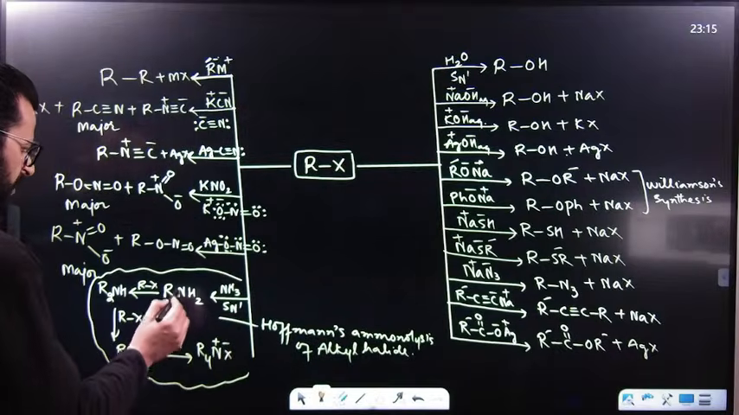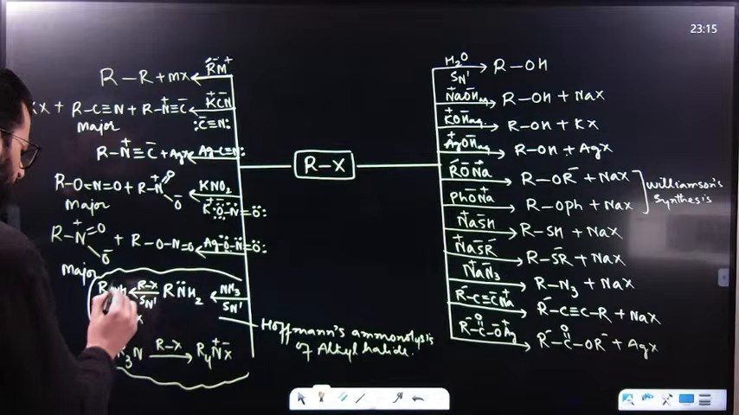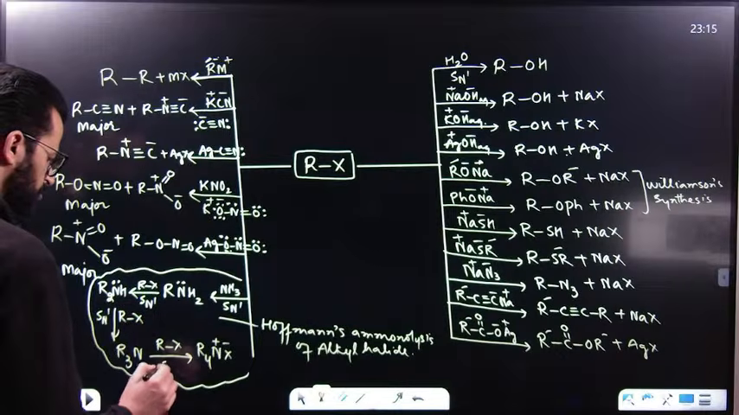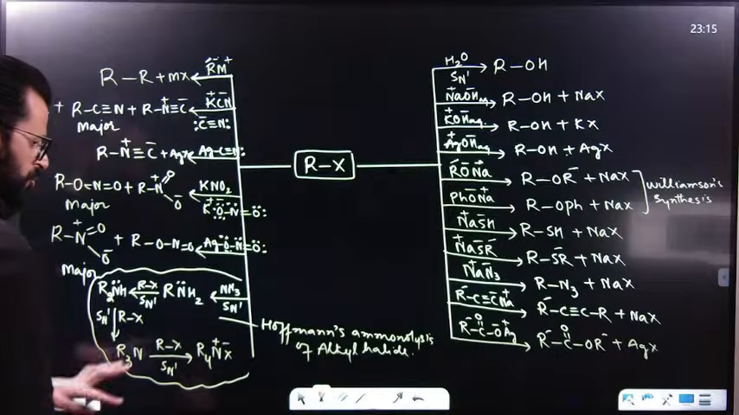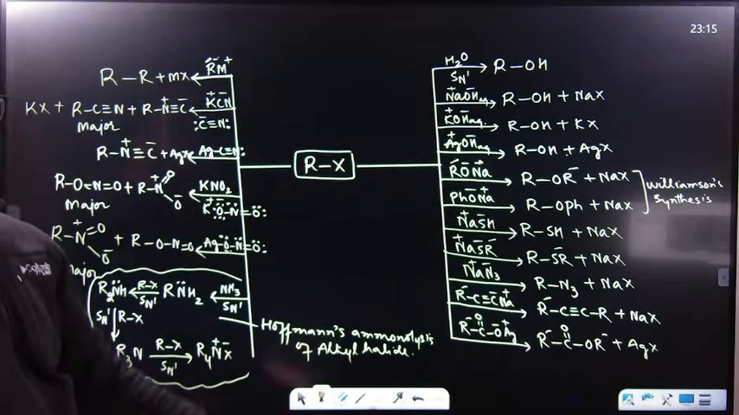If a primary amine is the nucleophile, this is also an SN1 reaction. A secondary amine acting as a nucleophile is also an SN1 reaction, and this is also what we call an SN1 reaction. So these are SN1 reactions. All other reactions are SN2 reactions.